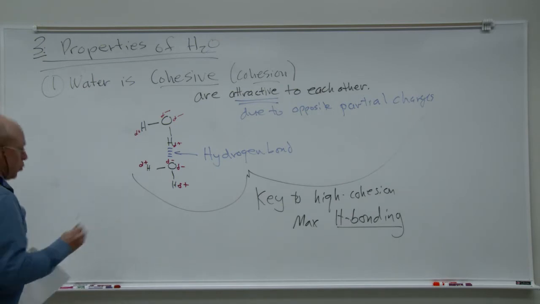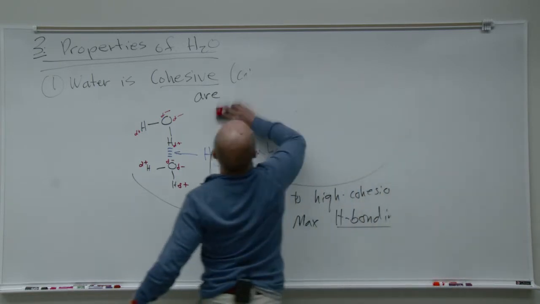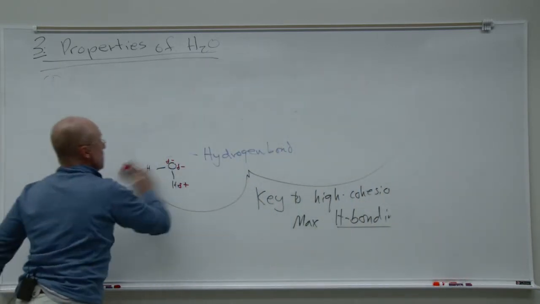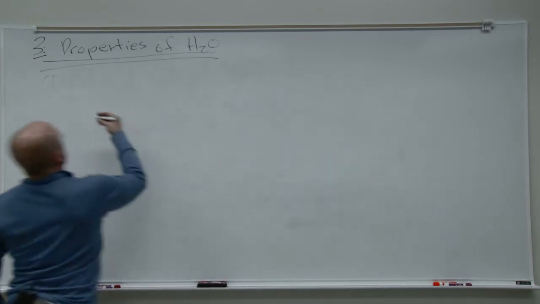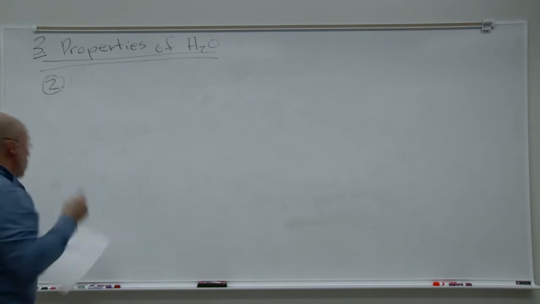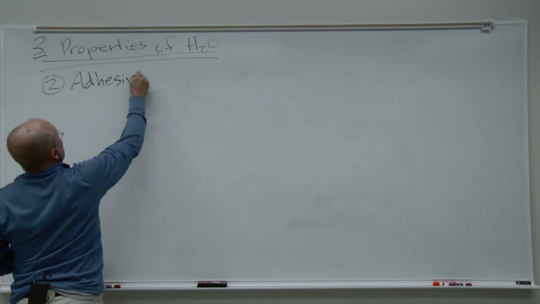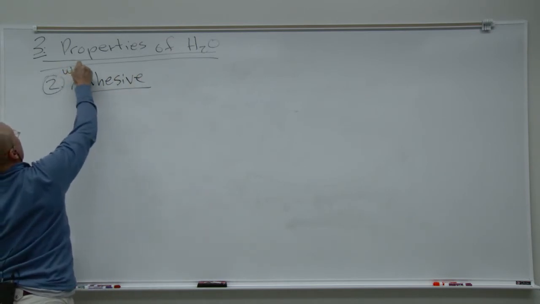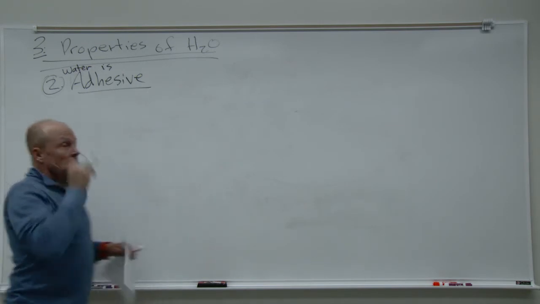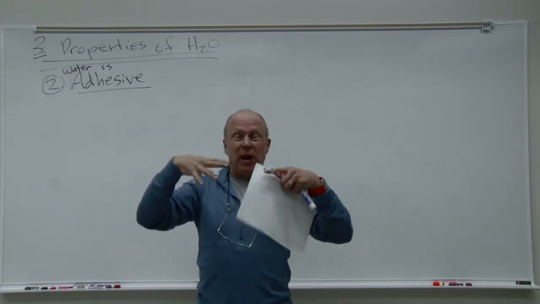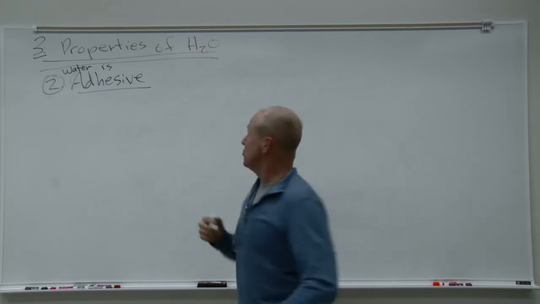So the next one that we're going to go into, that's the first property. The second property of water is that it is adhesive. So I should say water is adhesive. And cohesion is within the same. It's attracted to itself. Adhesion is that it's attracted to other polar substances.